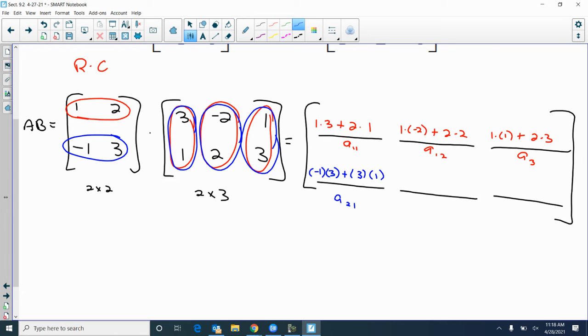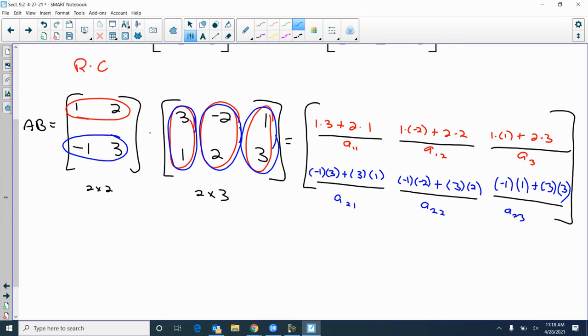And then we're going to go A22, which is -1 times -2 plus 3 times 2. And then A23. And what do I get there? A23. I got -1 times 1. And then plus, what do I got there? 3 times 3.